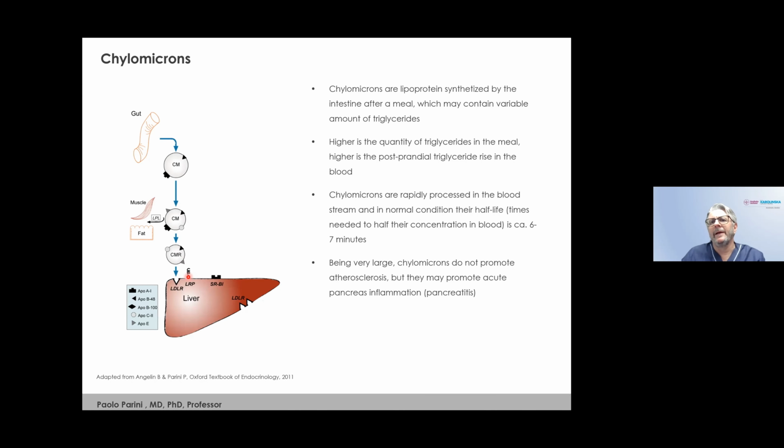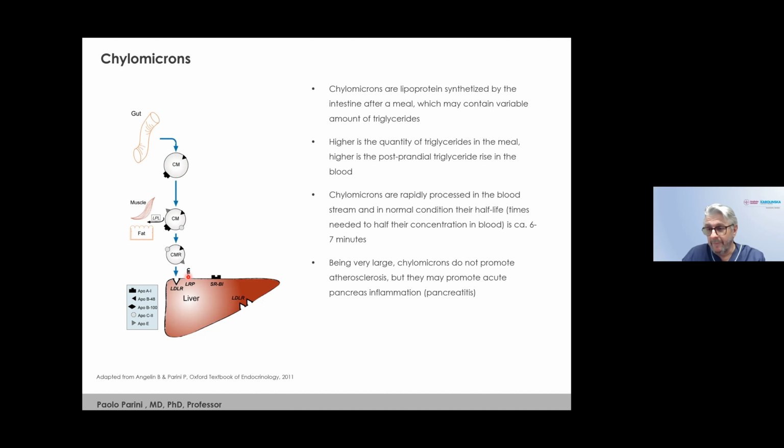So chylomicrons are lipoproteins that are synthesized after a meal, and they can have different amounts of triglycerides. Why are they called chylomicrons? They are so big that they are in the microns range, and a micron is 1/1000th of a millimeter, and they are called chylo because they are found in the lymph. They drain from the intestinal tract.